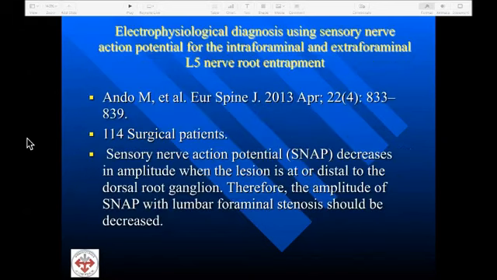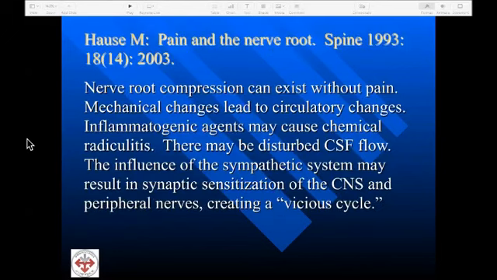Well, people criticized some of this work and questioned its potential generalizability to humans because it dealt with animals. However, in 2013, Ando's team looked at 114 surgical patients. They found that sensory nerve action potentials decreased in amplitude when the lesion was at or distal to the dorsal root ganglion. And the conclusion was that the amplitude of the SNAPs, or sensory nerve action potentials, with a lumbar foraminal stenosis should be decreased.